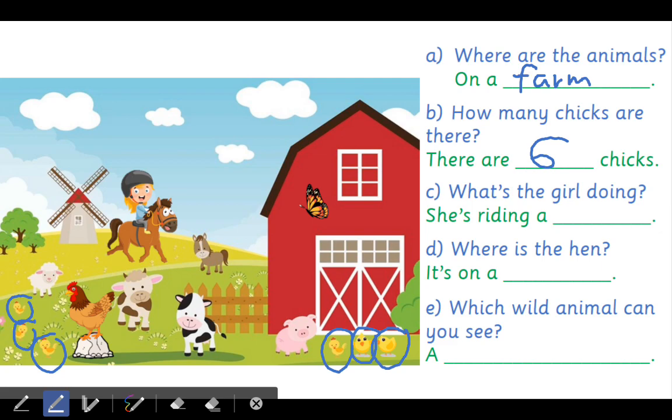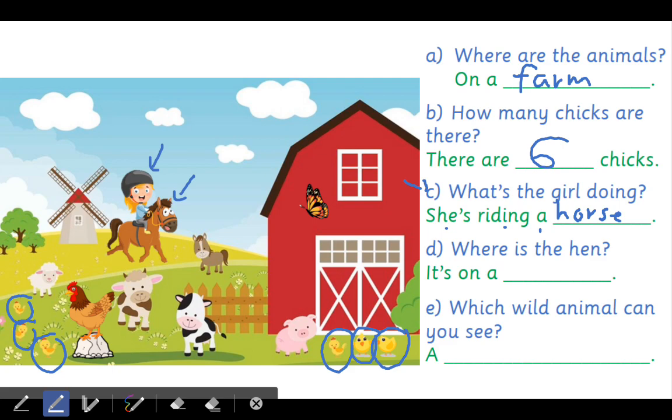Right. And now let's read this. Let's see. What's the girl doing? What is the girl doing? This girl. She's riding. What's she riding? What is this animal she's riding on? She's riding a horse. Well done. She's riding a horse.